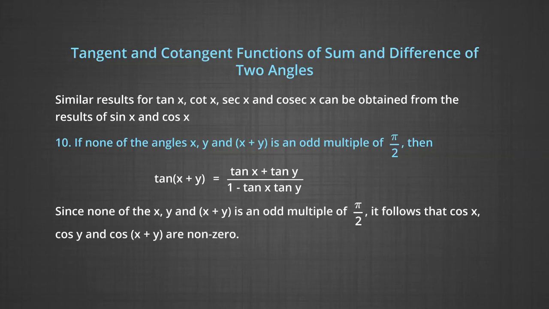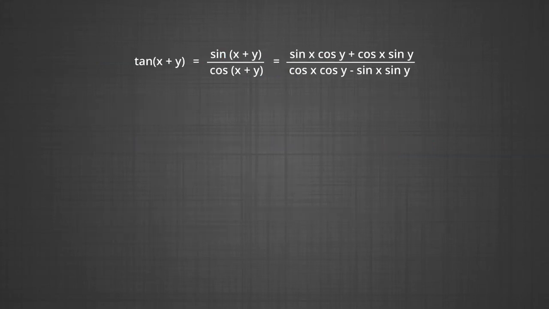Since none of x, y and x plus y is an odd multiple of pi by 2, it follows that cos x, cos y and cos of x plus y are non-zero. Now, tan of x plus y can be expressed as sin of x plus y divided by cos of x plus y. We know the formula for these two identities. So, tan of x plus y can further be expressed as sin x cos y plus cos x sin y divided by cos x cos y minus sin x sin y.